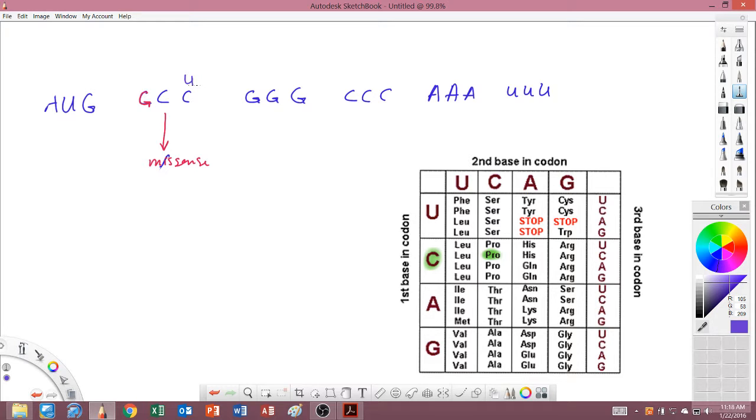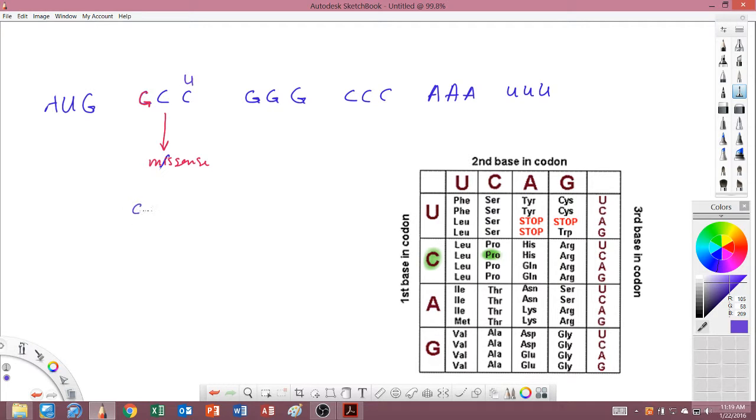Now, that was substitution, but guess what? What if you do addition or deletion? Yeah, I have a question. So you said that if the last one gets changed, it's a silent mutation, but what if, for example, CAC is histidine, but then if it changes to CAA, it's glutamine. Is that still a silent mutation? That's what I'm saying. No. As soon as you change one of the first two, the amino acid sequence changes. It's not changing one of the first two, it's the last one that's changing.